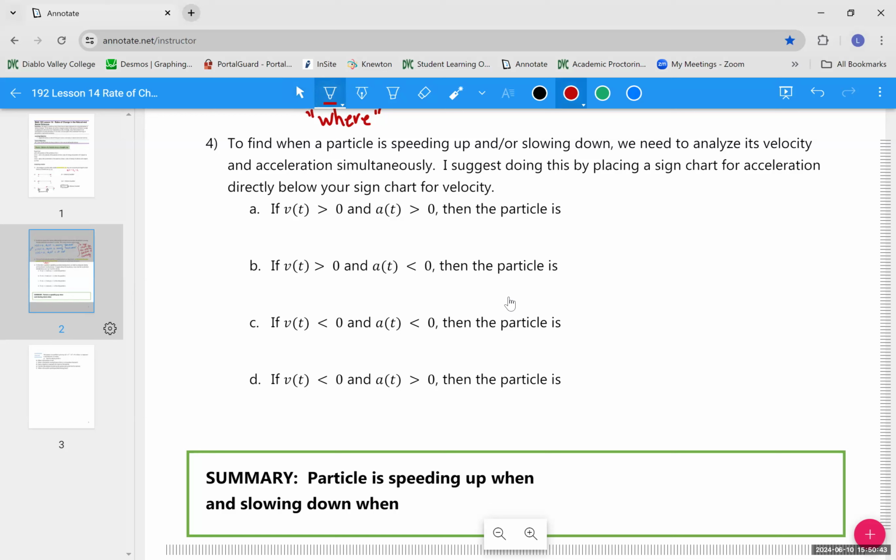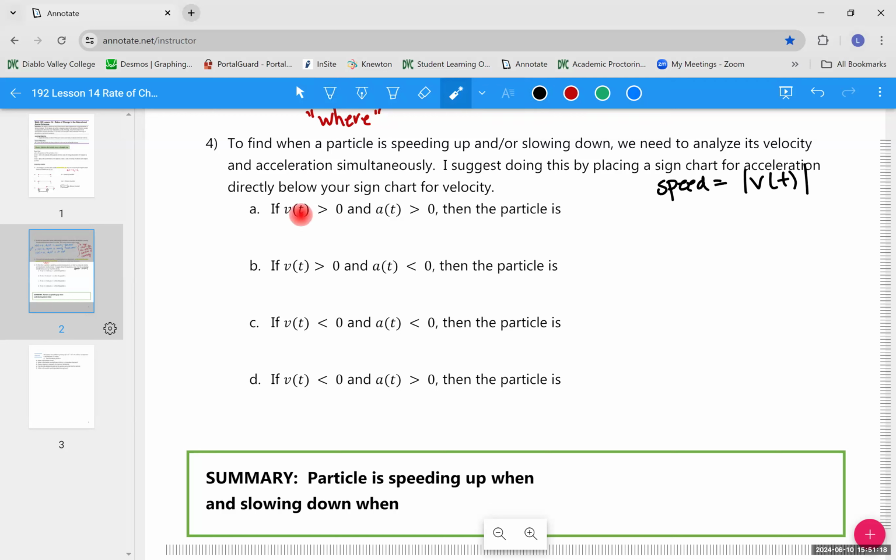So a couple little things we want to remember here. Speed is the absolute value of velocity. So we need to look at how the velocity is changing, which is the acceleration, and what sign the velocity itself is. You need to know both of those things. Okay. So I want you to take a minute to think about this. Let's do a couple together, and then I'm going to have you think about the other two. So let's look at the first one.